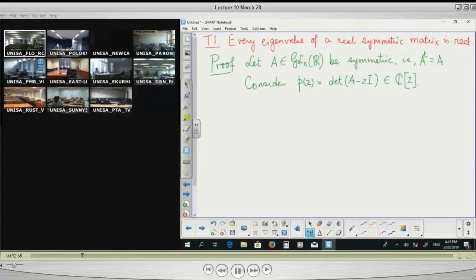I'm considering this polynomial as a polynomial with complex coefficients. Excuse me, friend. Yes? You are talking about symmetry. Can you just enlighten us a bit so that we are together? Symmetric means A transpose is equal to A.